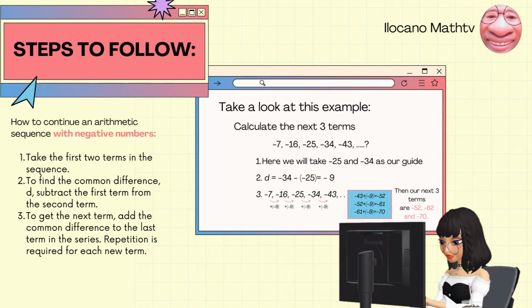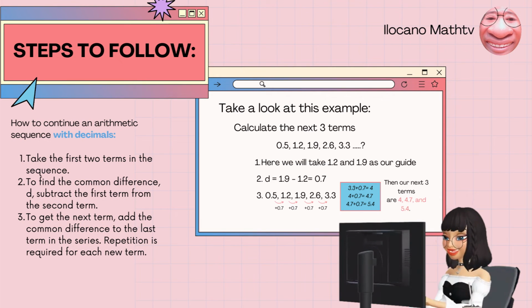Negative 43 plus negative 9 equals negative 52. Negative 52 plus negative 9 equals negative 61. Negative 61 plus negative 9 equals negative 70. Therefore, our next 3 terms are negative 52, negative 61, and negative 70.